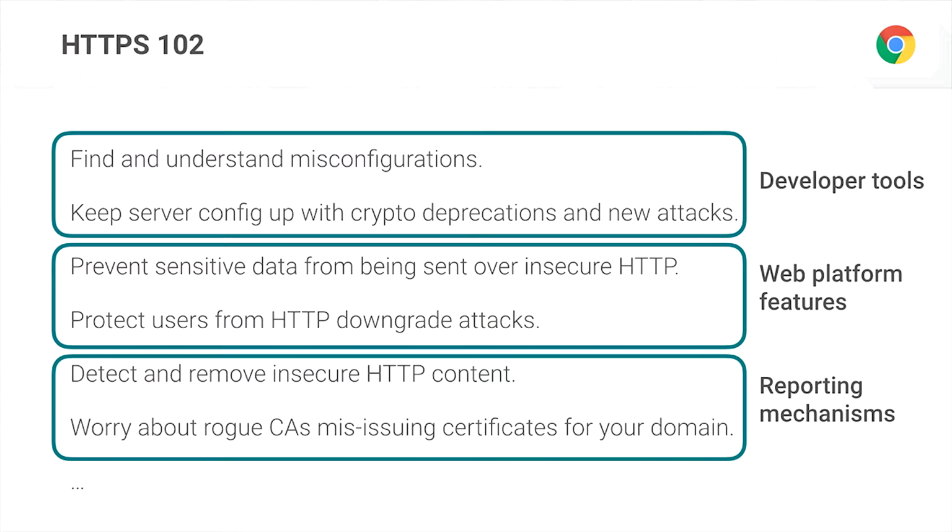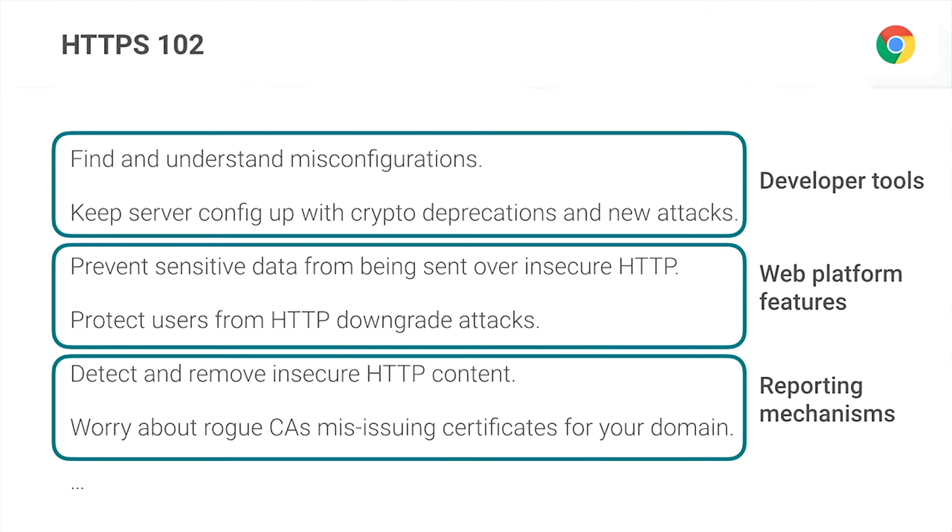It's easy to think, like, why should I do this? I have no hope of actually getting a solid HTTPS configuration that's going to give my users the privacy and security benefits that they need. That's what we're working on in Chrome. We're working on projects from developer tools, web platform features, reporting mechanisms to help you discover problems that your users are hitting in the wild. All of these projects are designed to make it easy to migrate to HTTPS because we want every site to do that.